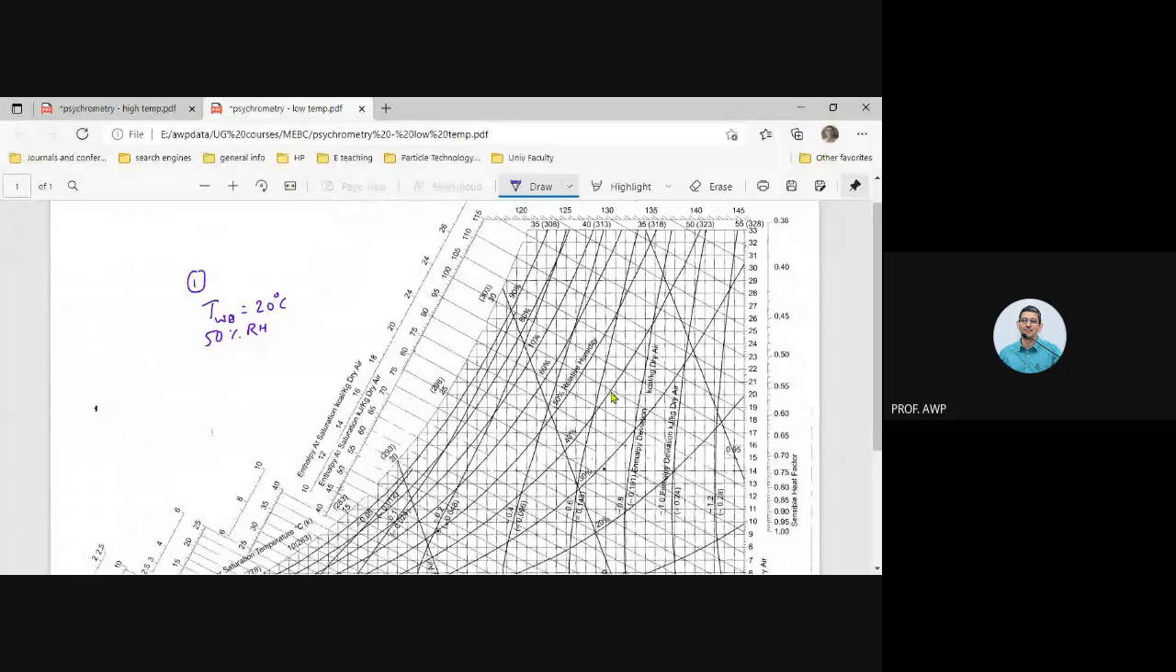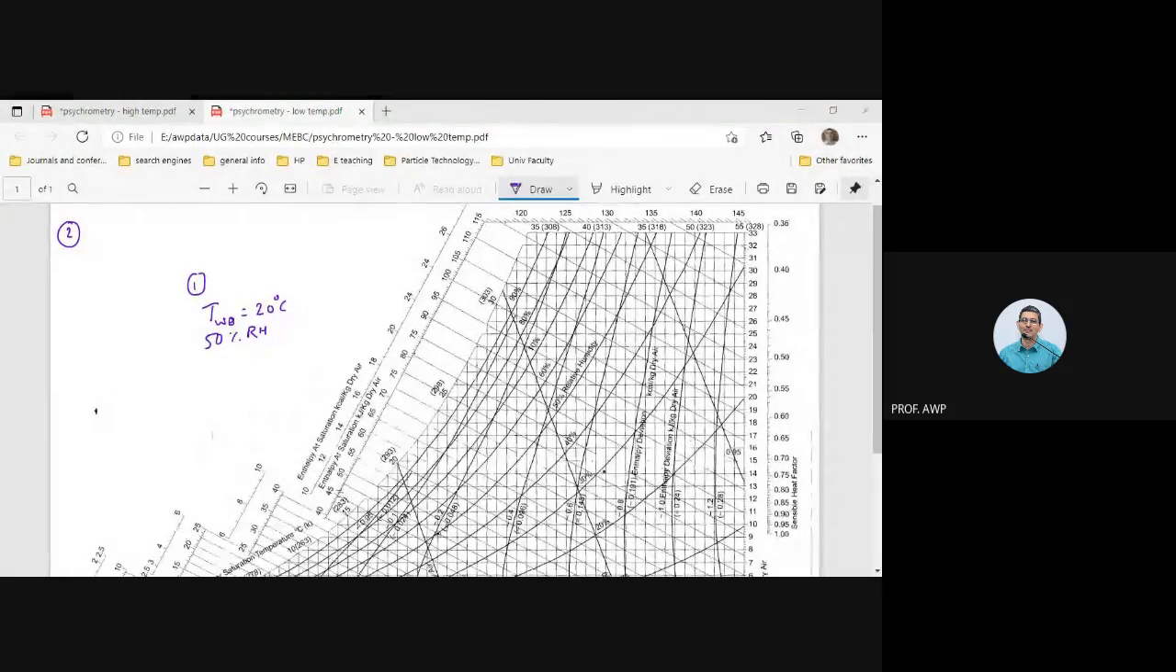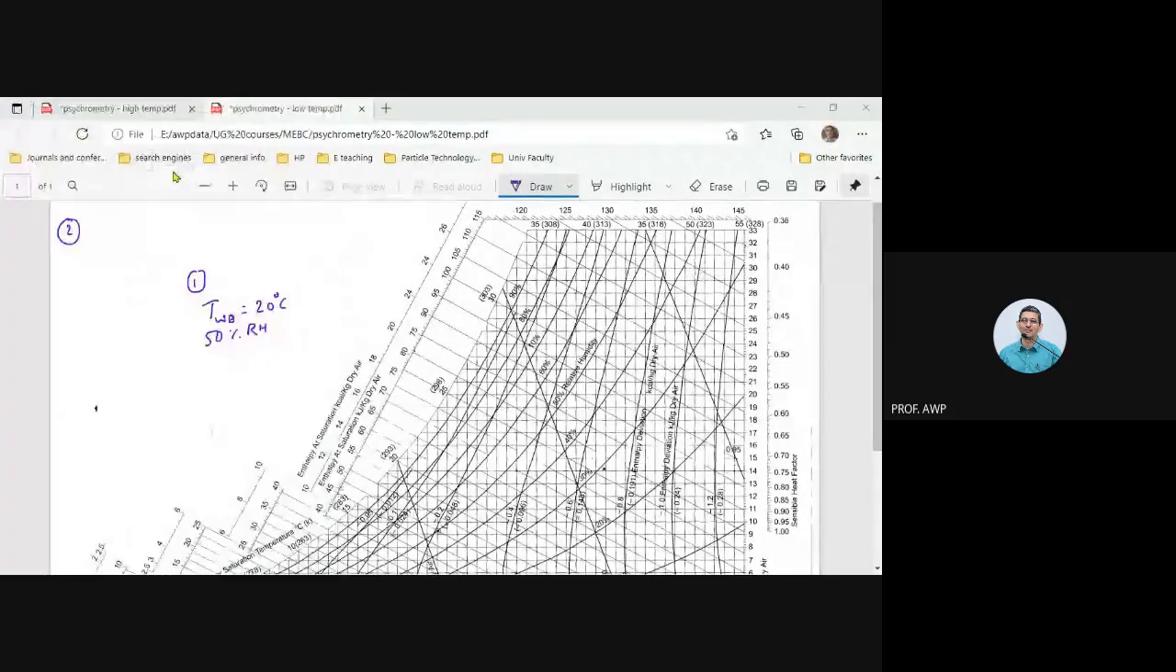This is one. Second one was temperature is 40 degrees centigrade, dew point is 20 degrees centigrade. Both these problems you can do from this low temperature chart.